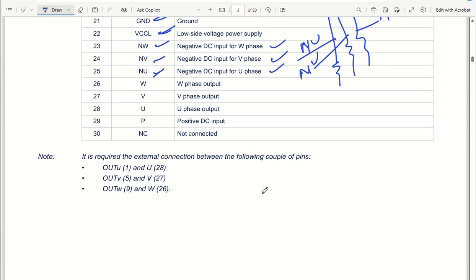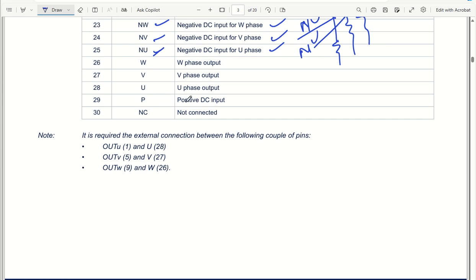Good. So we are good to go ahead with the pins. Now we'll talk about W, V, and U, which are the phase outputs for the motor driving. Then this is my positive input, which is high voltage, and this is the NC pin, which is not connected.